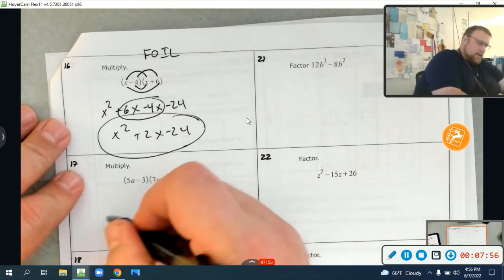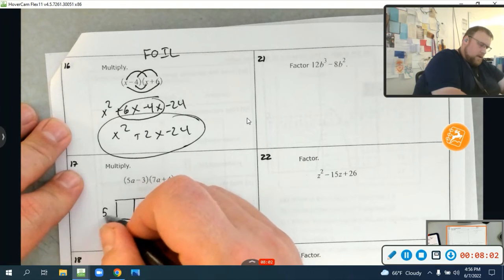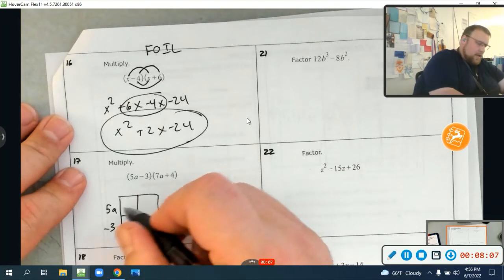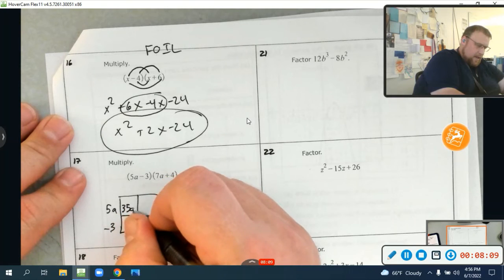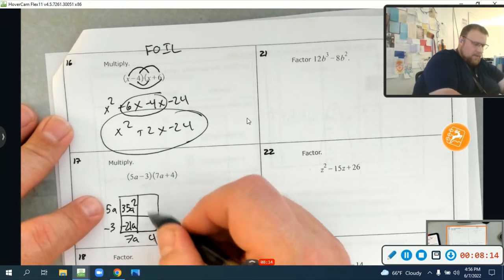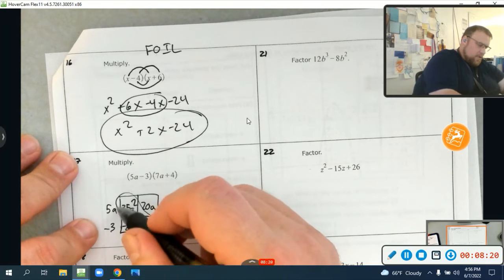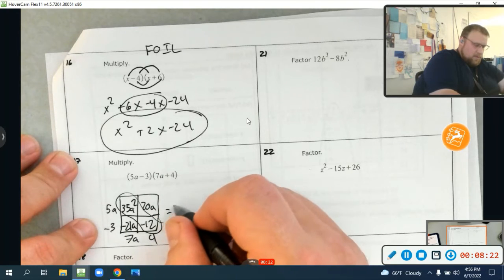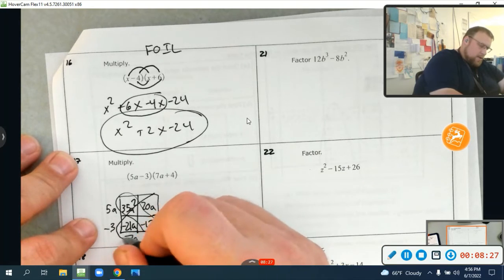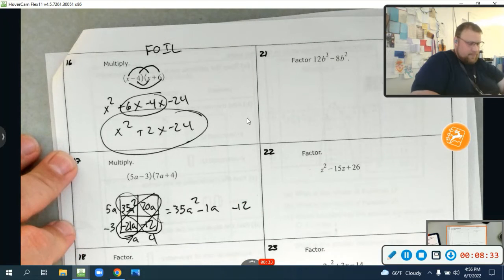Or we can use a generic rectangle, right? 5a minus 3, 7a plus 4. 5a times 7a is 35a squared. Minus 3 times 7a is minus 21a. 5a times 4 is 20a. And negative 3 times 4 is negative 12. This is your first and last term, so equals 35a squared. And then we're going to have a minus 12 at the end. And in between, negative 21a plus 20a is minus 1a. Boom.